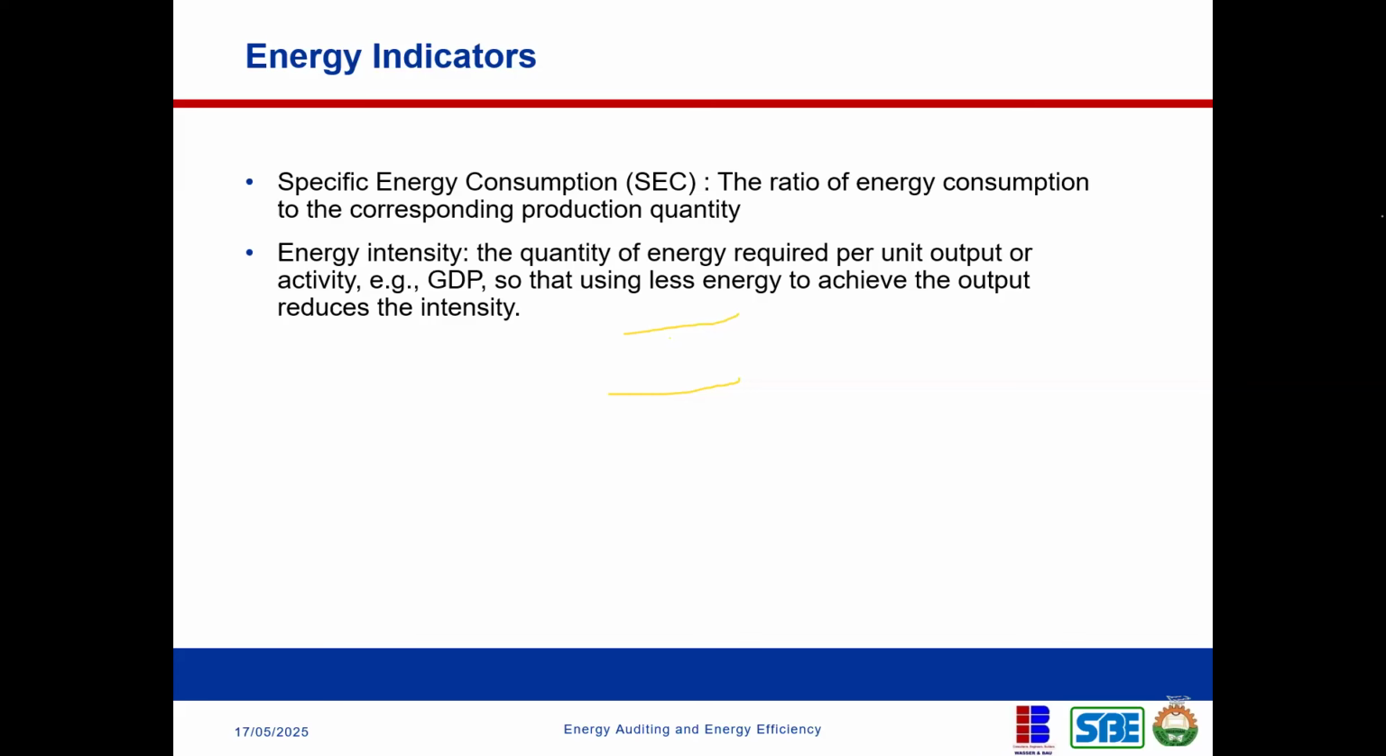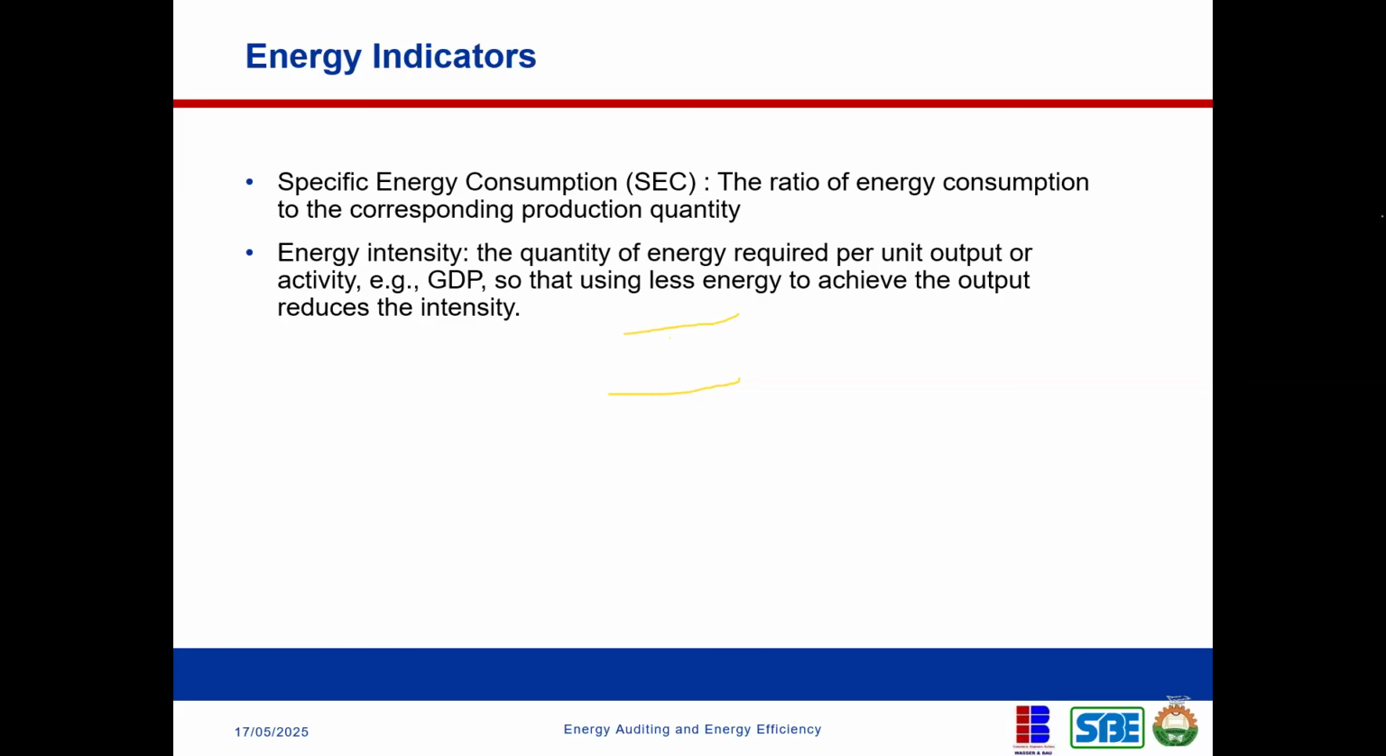If you're producing biscuits, maybe Cadbury, or chocolate, for every unit you produce, how much energy do you use? It's important to have those things. If as an energy auditor you go to an industry, these are part of the information that you have to provide to them. Based on that, you can tell them, if you do X, Y, Z, you're going to reduce your energy consumption, and it will translate into that specific energy consumption.